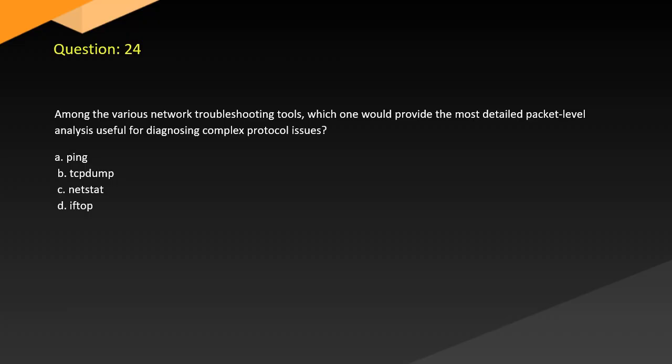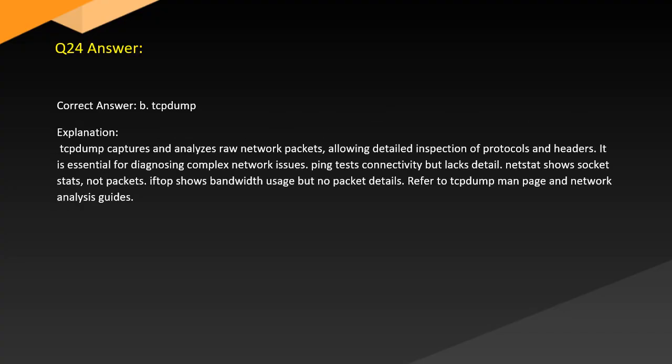Question 24. Among the various network troubleshooting tools, which one would provide the most detailed packet-level analysis useful for diagnosing complex protocol issues? A. ping, B. tcpdump, C. netstat, D. iftop. Answer. Correct answer: B. tcpdump. Explanation. tcpdump captures and analyzes raw network packets, allowing detailed inspection of protocols and headers. It is essential for diagnosing complex network issues. Ping tests connectivity but lacks detail. Netstat shows socket stats, not packets. Iftop shows bandwidth usage but no packet details. Refer to the tcpdump man page and network analysis guides.